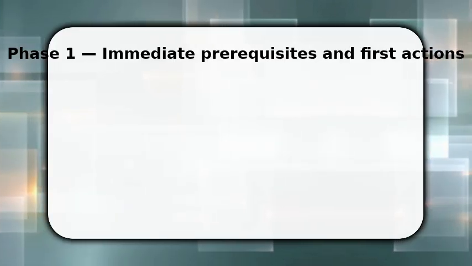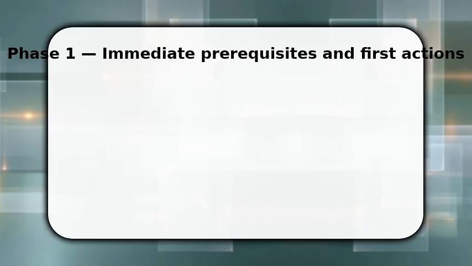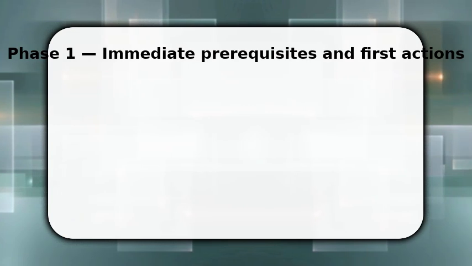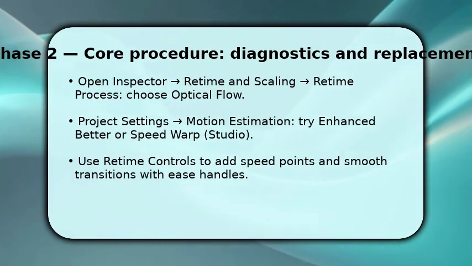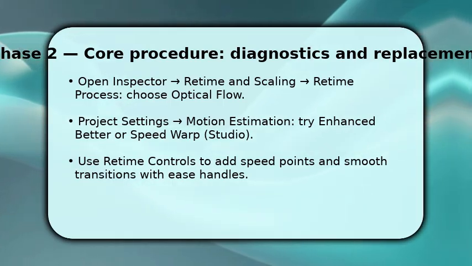Make sure to enable render cache on the timeline so previews play smoothly while you adjust the smoothing options next. Now you'll switch the frame interpolation method. With the clip selected, open the inspector and under Retime and Scaling set Retime Process to Optical Flow. This generates new in-between frames.